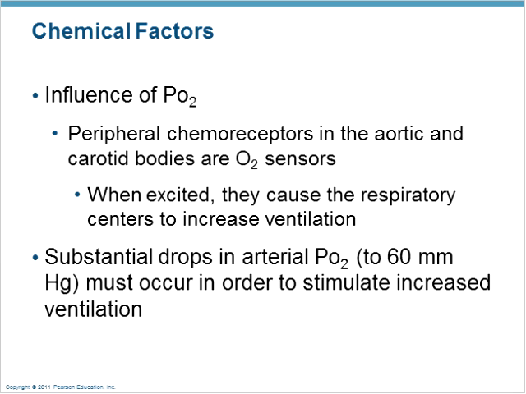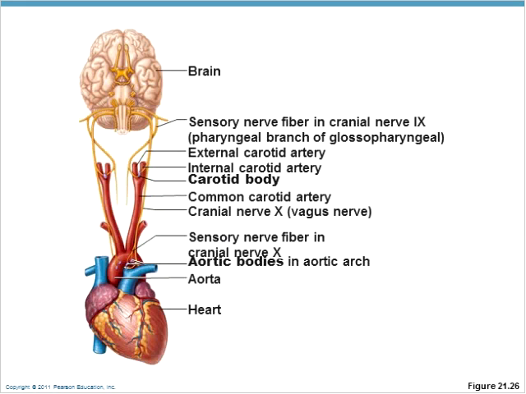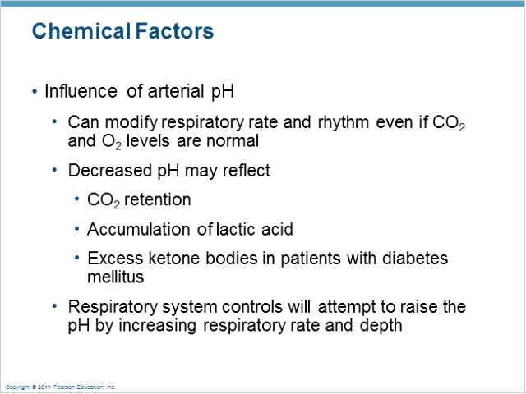Some chemical factors: the influence of PO2. I said this before. We have peripheral chemoreceptors in the aortic and carotid bodies, and when excited, they cause the respiratory centers to increase ventilation. Guess what? When they're really high, they tell it to shut off. And so substantial drops in arterial PO2 must occur in order to stimulate increased ventilation. If they're going well, they don't tell you to breathe. This talks about how that sensory process works, and we've already talked about that before.